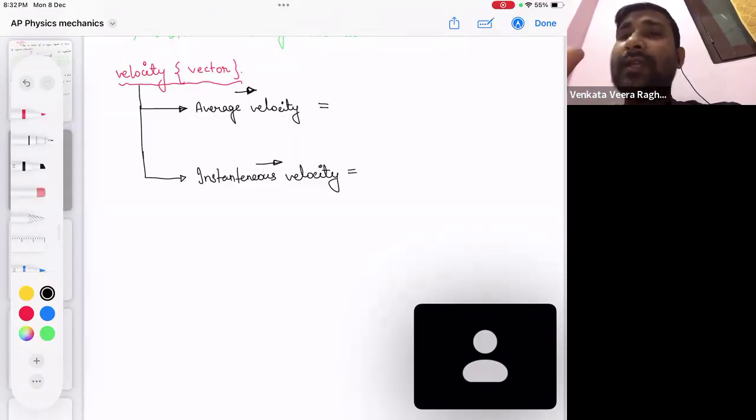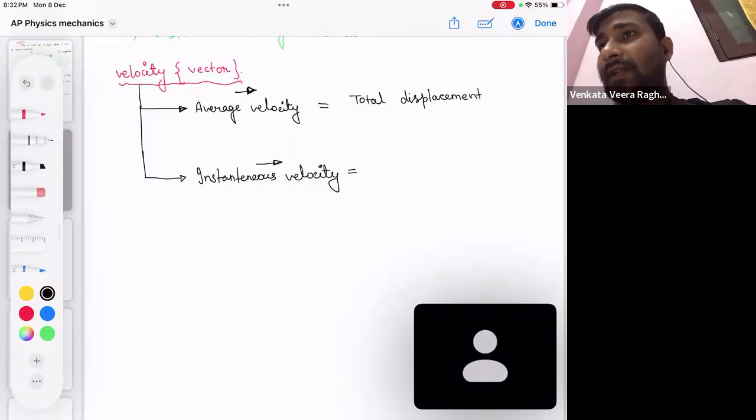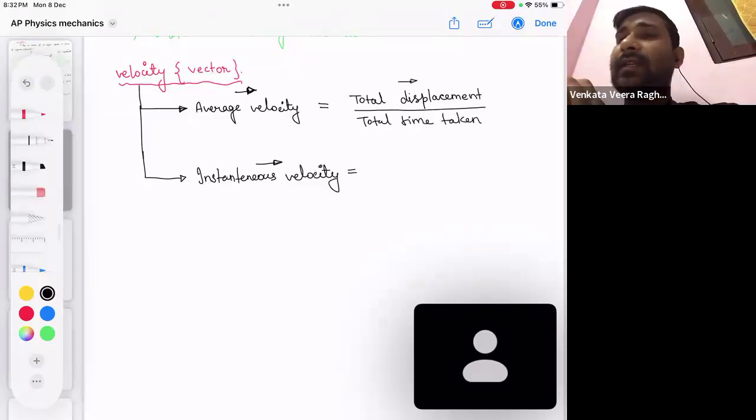So how do we calculate the average velocity? Average velocity is the total displacement of the particle. Displacement is a vector quantity. Divided by the total time taken for completing that displacement. Is that clear?